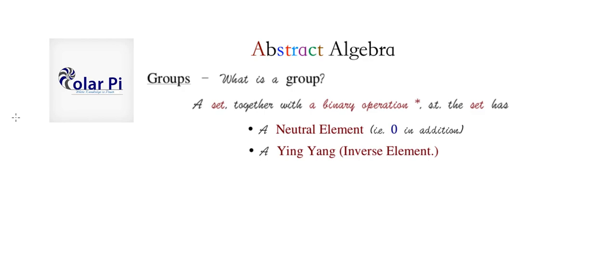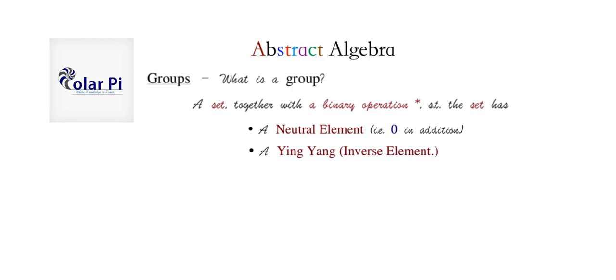And if we're talking about, say, rational numbers and multiplication, then 5 has as its inverse 1 over 5, because 5 times 1 over 5 is equal to 1, and 1 is special because it's the neutral element with respect to multiplication. So a yin and a yang. Every element has something that, when combined with it using the binary operation, takes it to the neutral element.